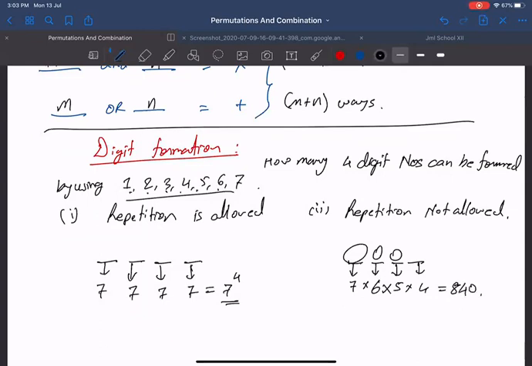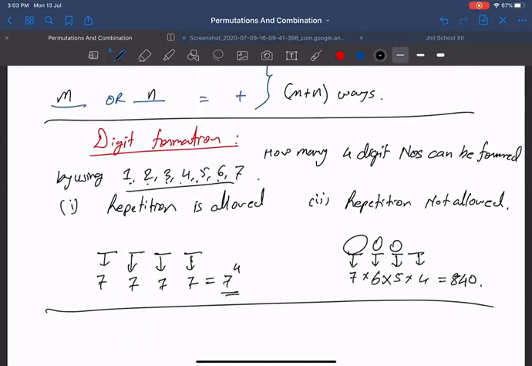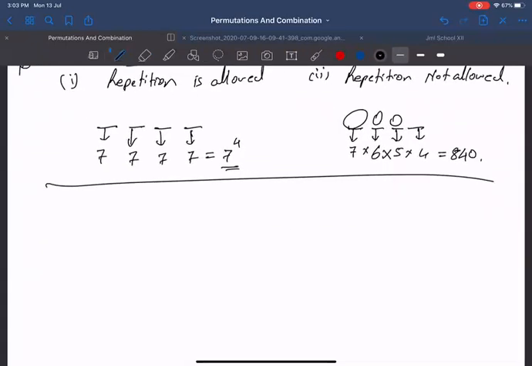840. Fine. So there are 840 different 4-digit numbers without repetition from the digits 1 to 7. Okay, very good. Now let's go ahead for the next level of sums. Did you understand this? Okay, these are very good digits. Now we will go a little to the next level.